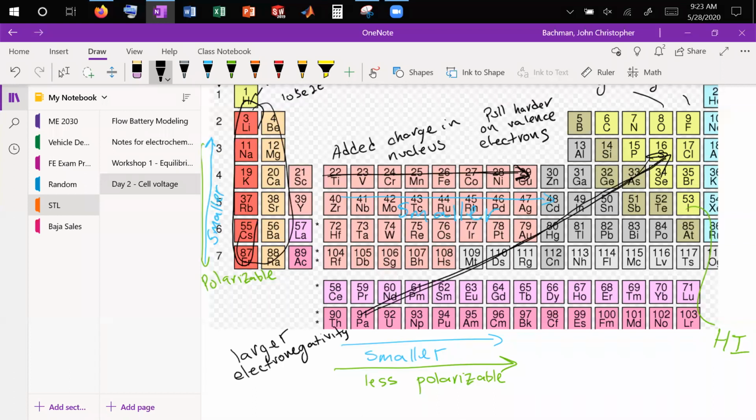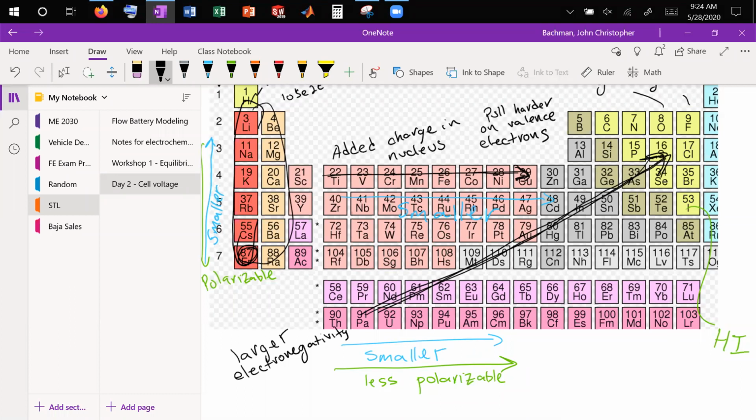As you go in this direction across the periodic table, things are gonna be more electronegative in general. So they're gonna pull harder on those electrons as you go up and to the right. And then these elements down here, they have one electron sitting way out from them, so it's pretty easy to lose those.